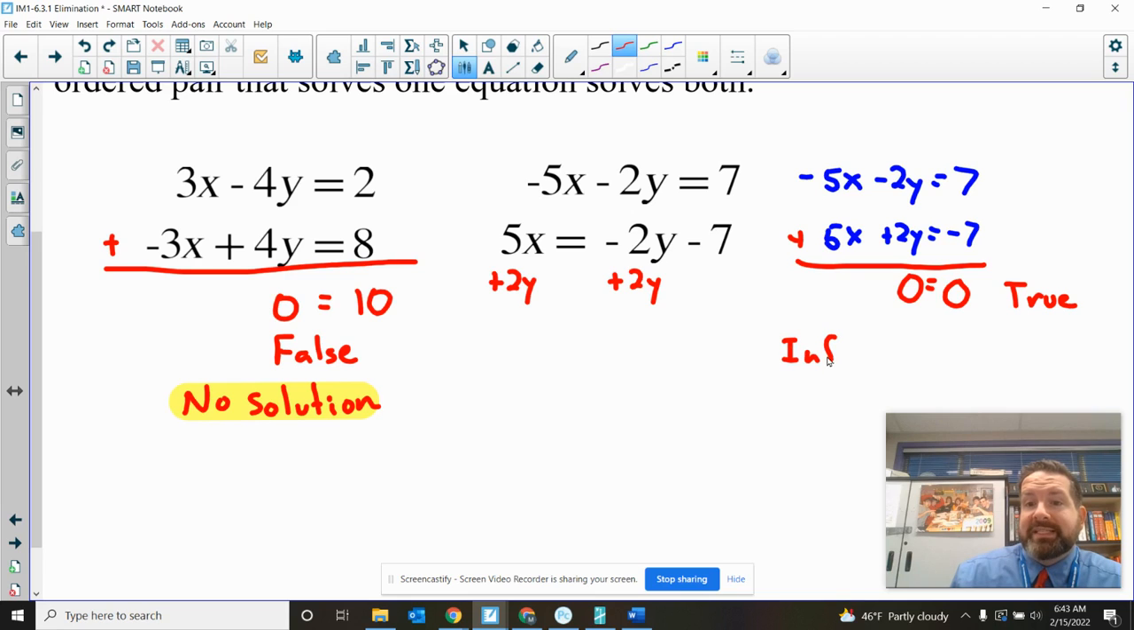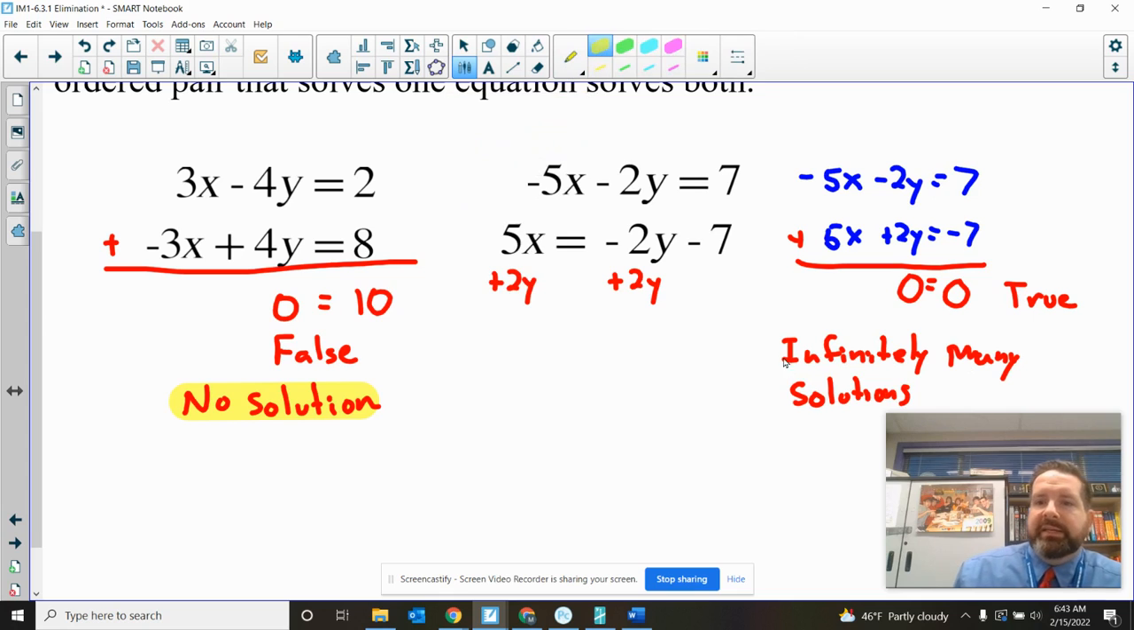I'm going to make a note of that by saying, hey, this system has infinitely, that's an M, many solutions. And I can leave it at that.